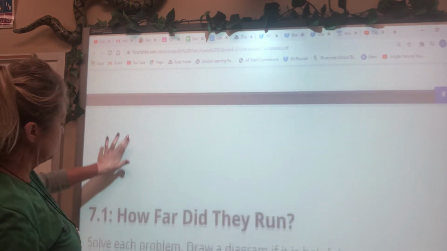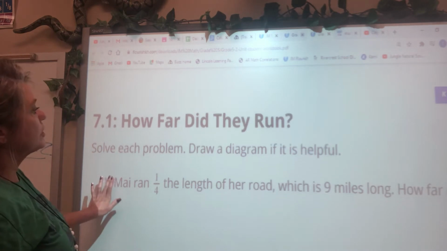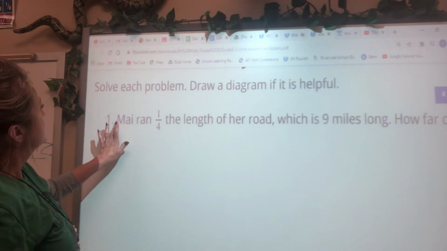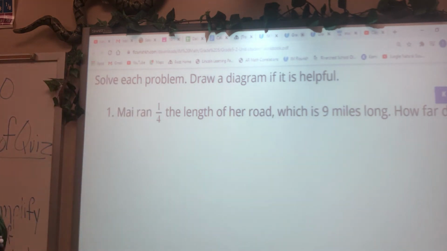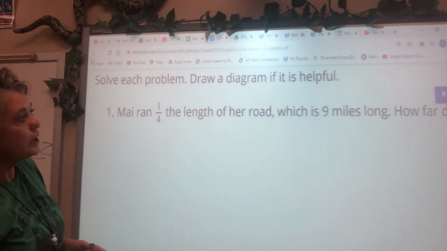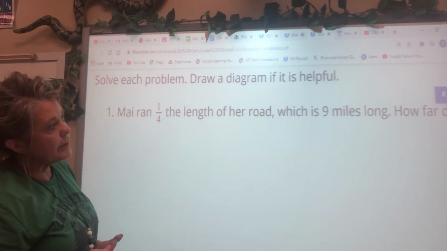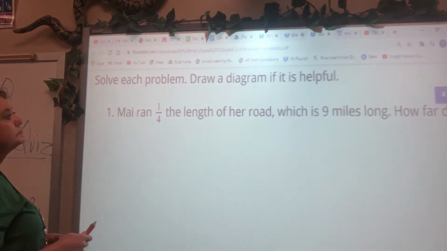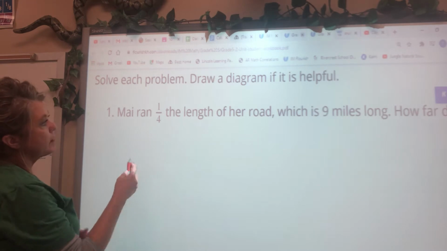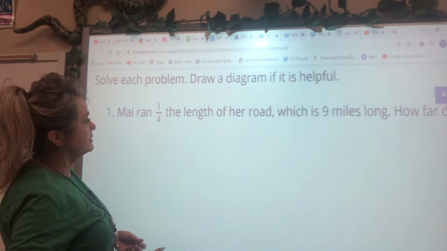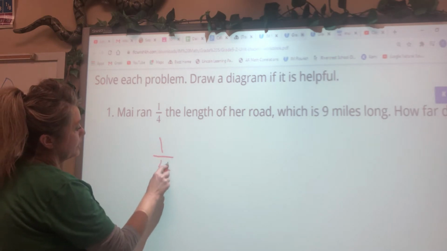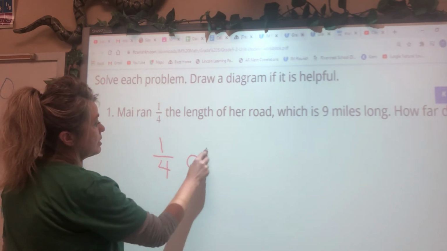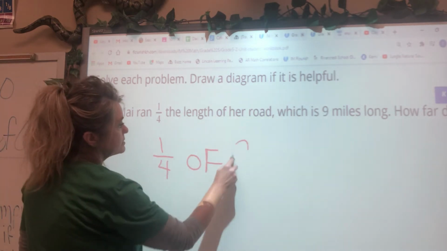Okay, so now let's move on to the next page in your workbook. It's asking how far did they run. Now, the problem reads, Maya ran 1/4 the length of her road, which is 9 miles long. How far did she run? We talked the other day, y'all laughed because I said it's kind of like English to Mathlish, but basically our problem is saying they want to know what 1/4 of 9 miles is.